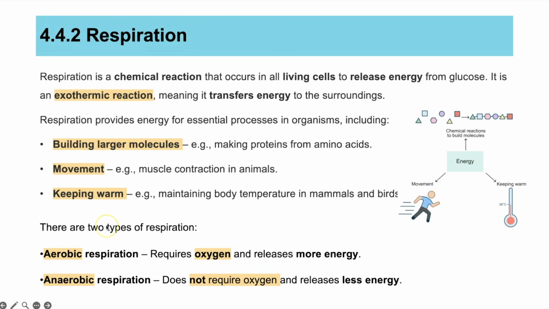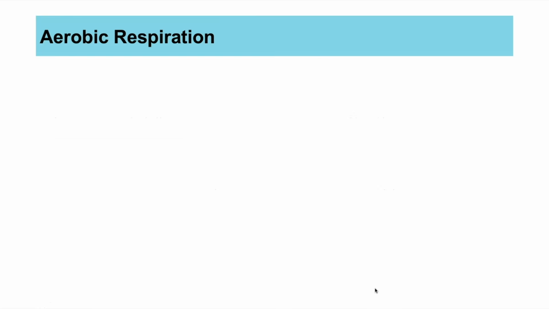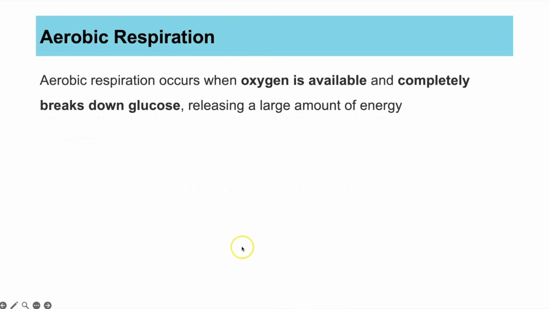There are two types of respiration. Aerobic. This is the type that uses oxygen and it releases more energy because it can fully break down glucose. And then anaerobic respiration. This is the type that doesn't use oxygen, but it releases less energy because glucose isn't fully broken down. So let's have a look at those two in more detail.